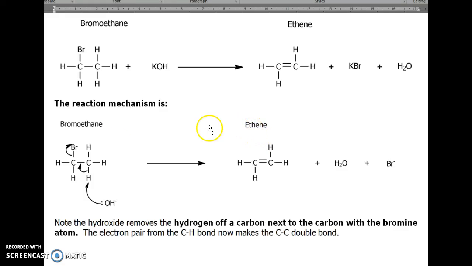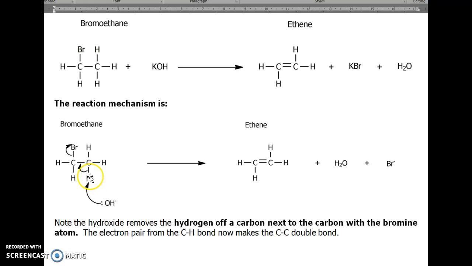Okay, so the reaction mechanism, 3 marks for this mechanism. The first mark is for showing a curly arrow from the lone pair of electrons on an oxygen of a hydroxide ion. That attacks a hydrogen on a carbon which is next door to the carbon holding the halogen.